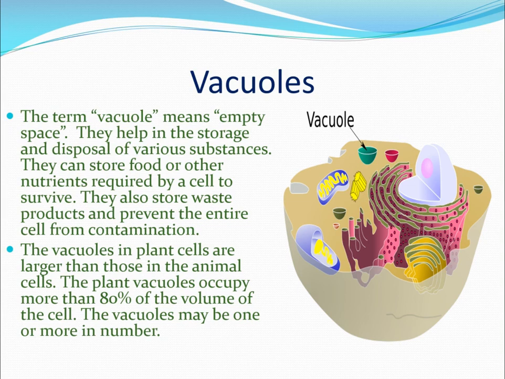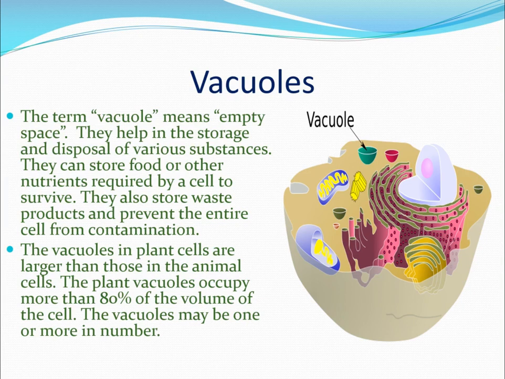They help in the storage and disposal of various substances. They can store food or other nutrients required by the cell to survive. They also store waste products and prevent the entire cell from contamination. The vacuoles in plant cells are larger than those in animal cells. The plant vacuoles occupy more than 80% of the volume of the cell, and the vacuoles may be one or more in number.